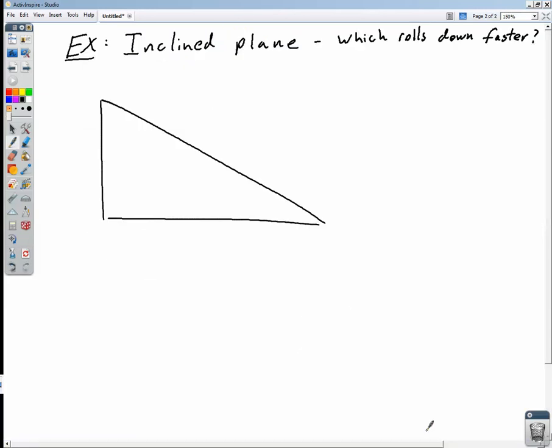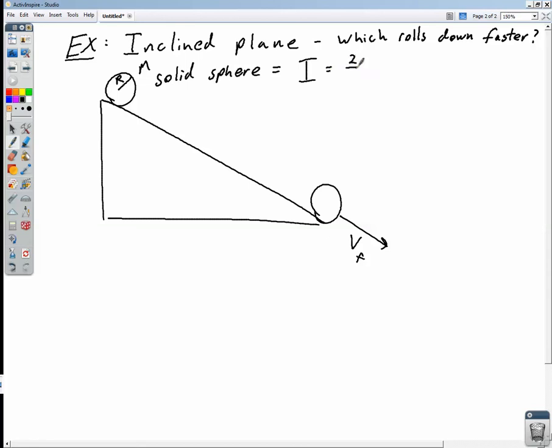All right, for this example, we are going to look back at the inclined plane, the famous inclined plane. We're going to ask which rolls down faster. It's a little game. So let's say that we have a solid sphere of mass m and a radius r. And we're going to start it from rest down the ramp. And we want to know how fast it is going to be moving at the bottom of the ramp, V final. And to remind ourselves, the I for a solid sphere, given out of the textbook, is 2/5 mr squared.